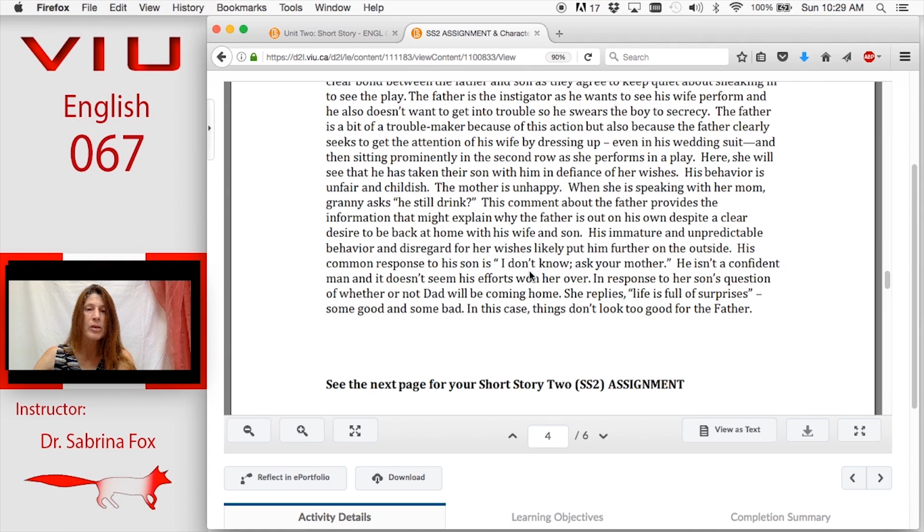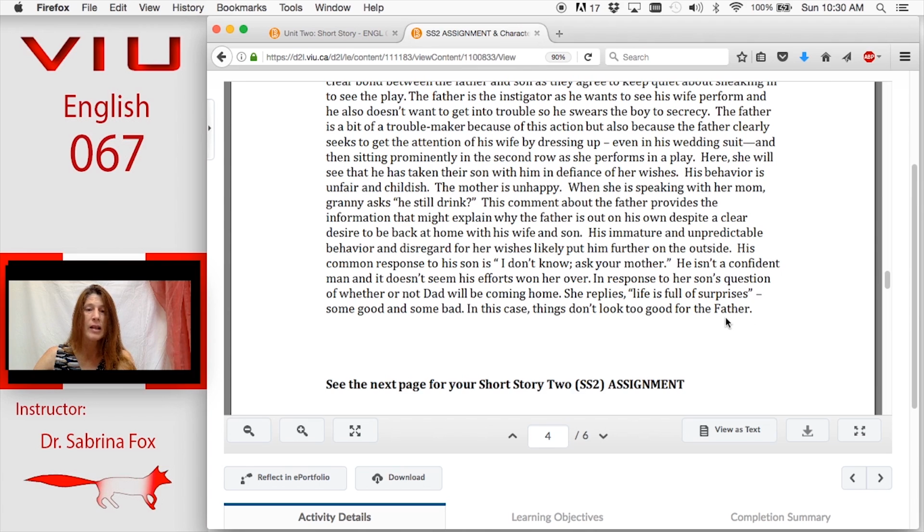His common response to his son is, "I don't know, ask your mother." He isn't a confident man, and it doesn't seem his efforts won her over. In response to her son's question of whether or not Dad will be coming home, she replies, "Life is full of surprises. Some good and some bad." In this case, things don't look too good for the father.